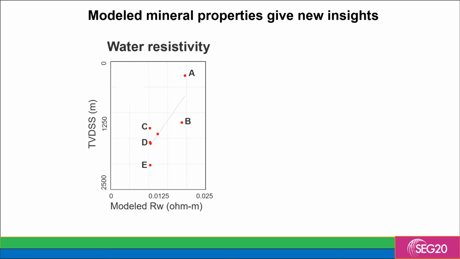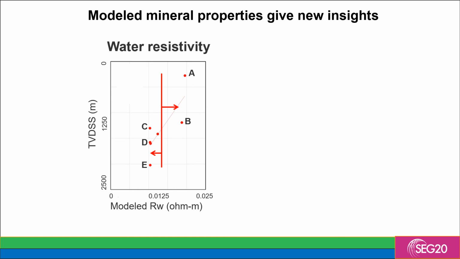Here is the first one, water resistivity. This plot shows the variation of water resistivity in the horizontal axis versus depth in the vertical axis. Each point indicates the estimated water resistivity at the interval of interest in all wells from A to E. As you can see, there is a decrease in water resistivity around 1250 meters, indicating fresh water in deeper intervals. And remember that water resistivity is a critical parameter in the estimation of water saturation.